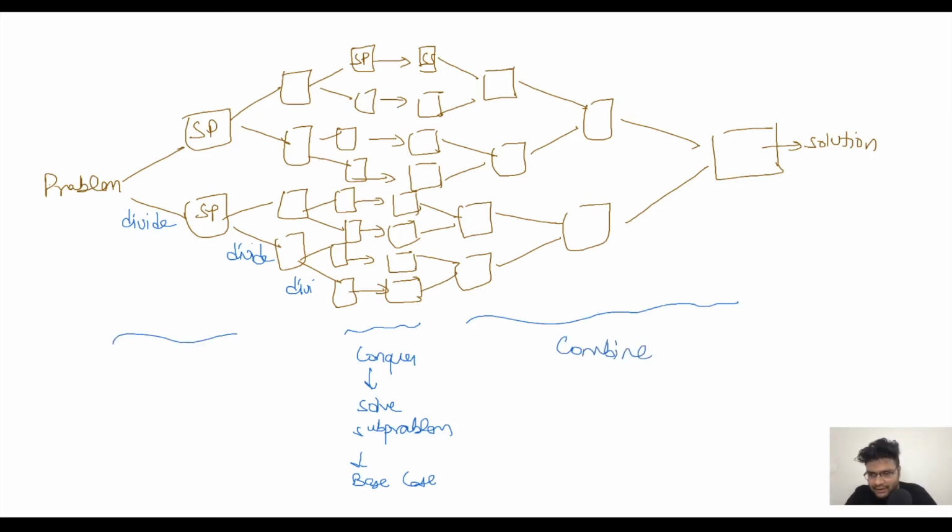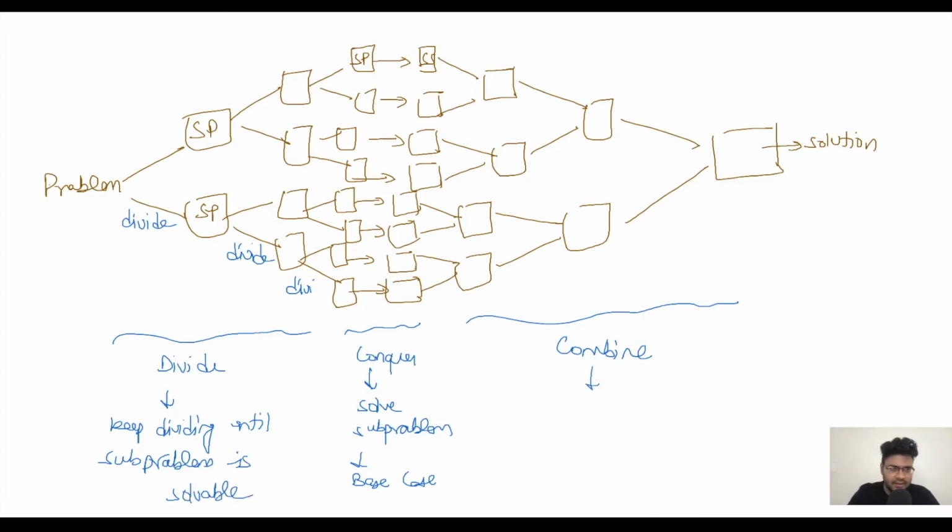This part is actually divide. So in divide, we divide the problem into multiple sub problems until they are solvable. So this is keep dividing until the sub problem is solvable. This is combining until we reach a common solution. So that's basically divide and conquer for us.